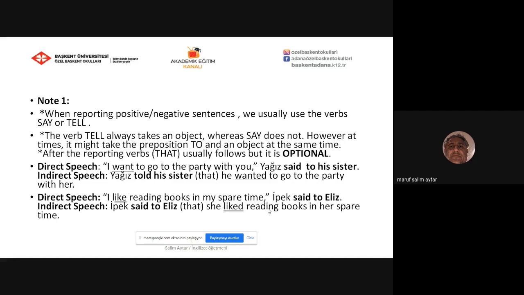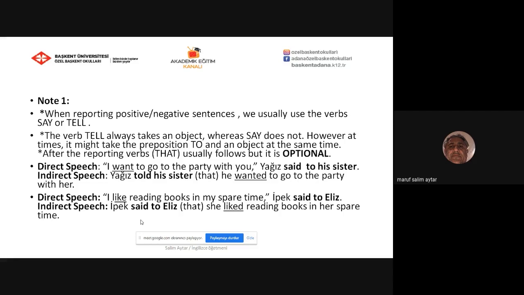There is one note I would like to share with you, actually. When reporting a sentence, I mean to say a positive or negative sentence, we usually use the verbs say and tell as reporting verbs. The verb tell always takes an object, whereas say does not. Actually, it doesn't take it all the time. However, at times, it might take the preposition to and an object at the same time, but it is not used very often. After the reporting verbs, that usually follows, but it is optional. What I mean to say by optional is you don't have to use it. It is up to you, actually.